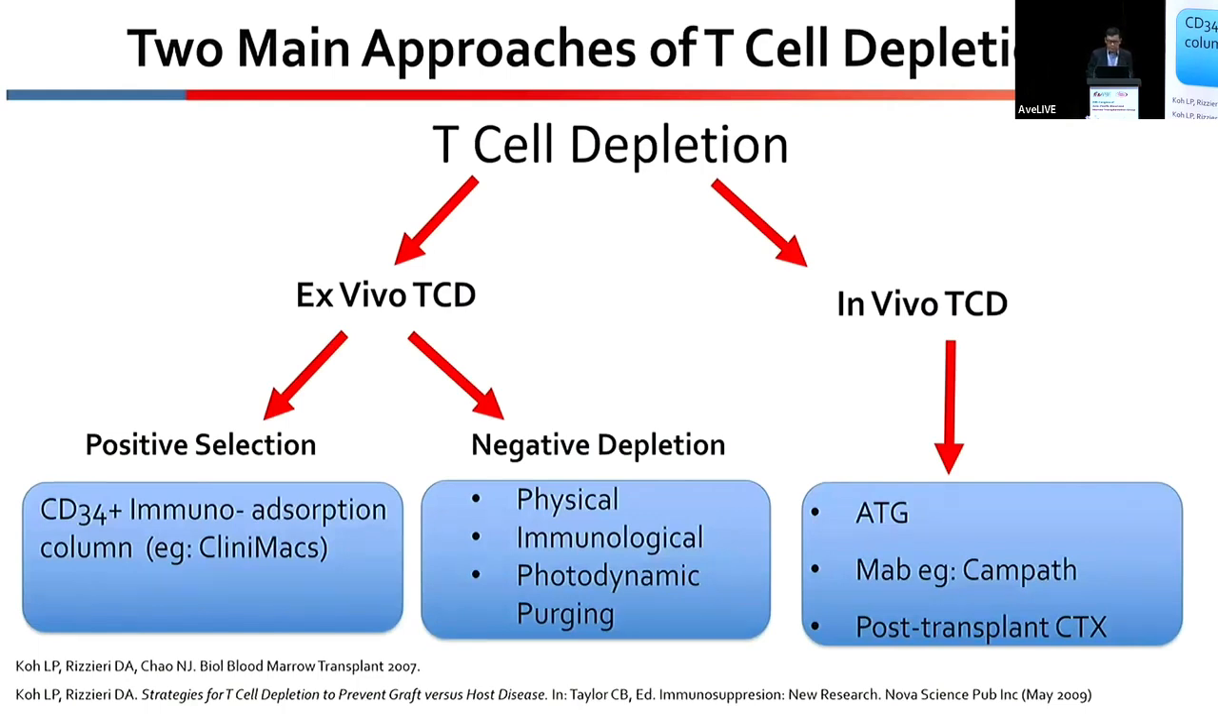The increase in numbers of haplotransplant has also been partly fueled by the usage of these two important T-cell depletion platforms. As you can see on the left, you can either do an in vivo T-cell depletion using drugs like alemtuzumab, like Campath, antibodies like thymoglobulin, and more recently, the use of PTCY or post-transplant cyclophosphamide.